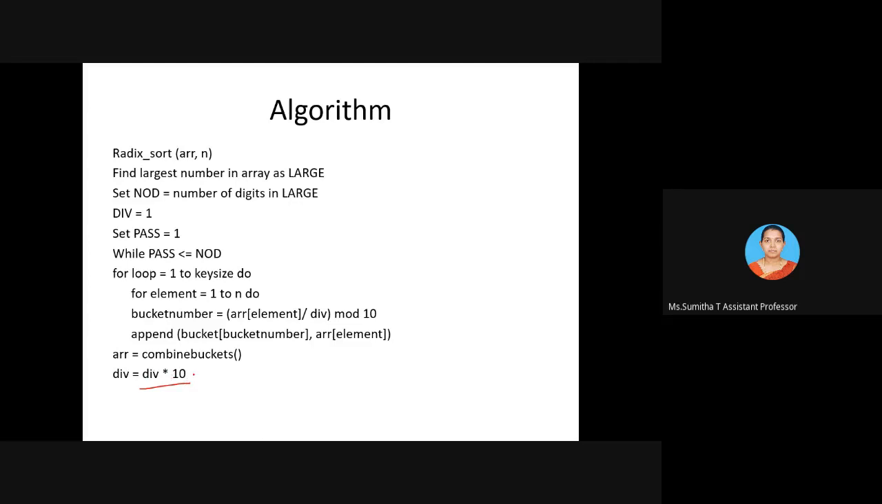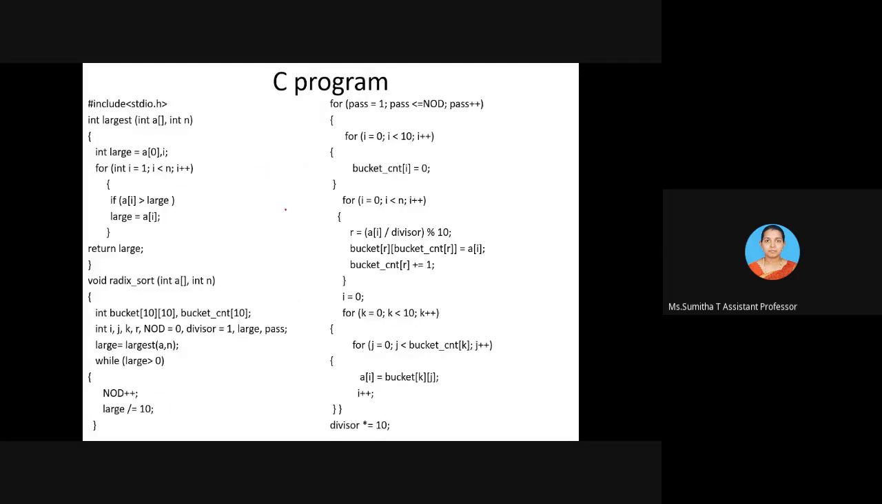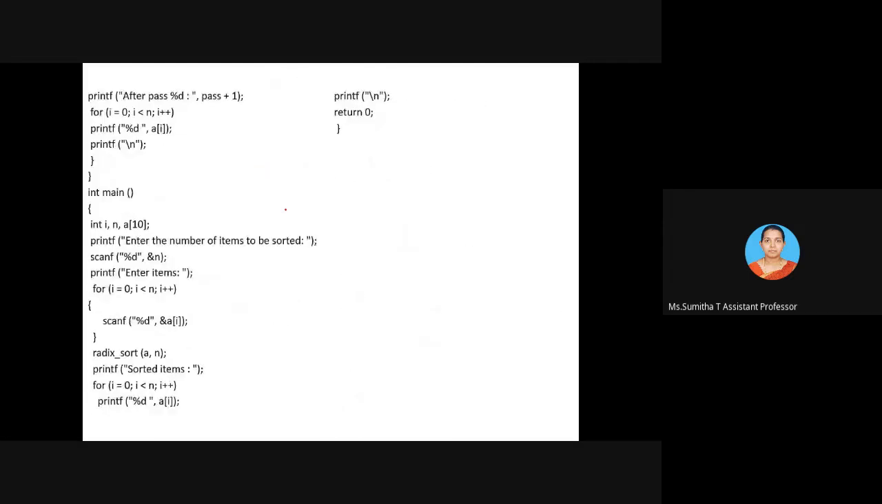That is 100. Now the div value is 1, and 1 into 10 is 10, so the div is replaced by 10. Then in the next process, 10 into 10 is 100, and it goes on like that. This is the radix sort. Yesterday I left this; it's a program for radix sort.